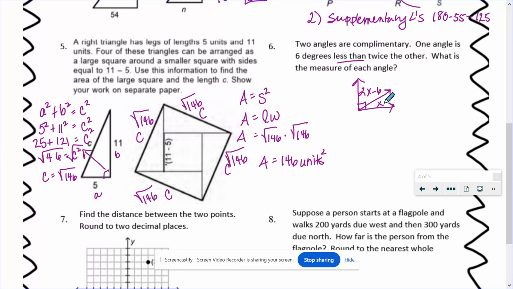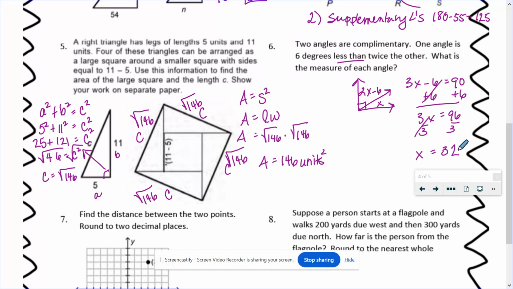Well, I have to remember that this missing angle is the x. So I'm going to add them all together. So 3x minus 6, put it equal to 90. Solve by adding 6 to both sides. So 3x equals 96, divide by 3, and x equals 32.